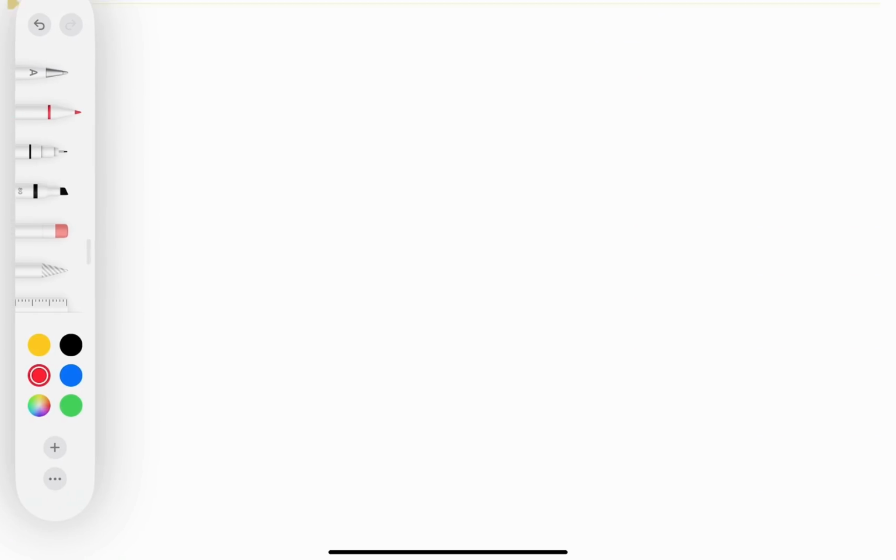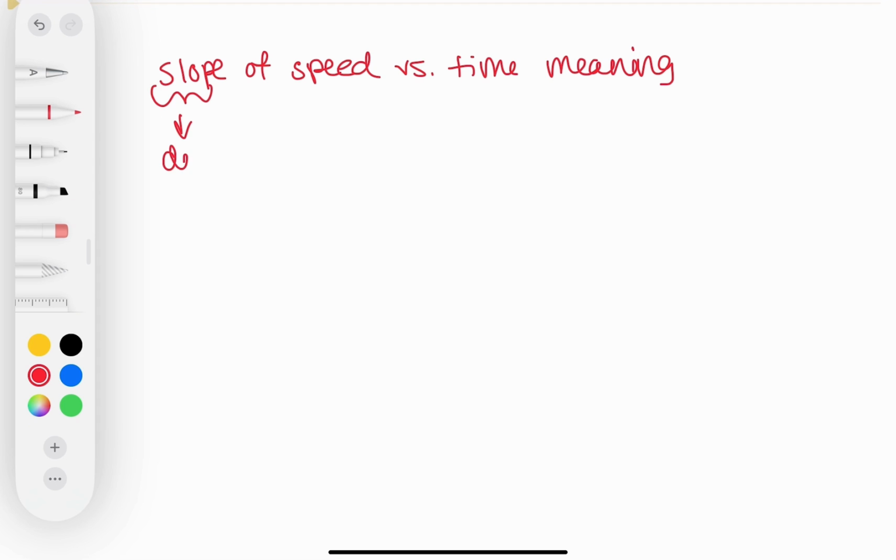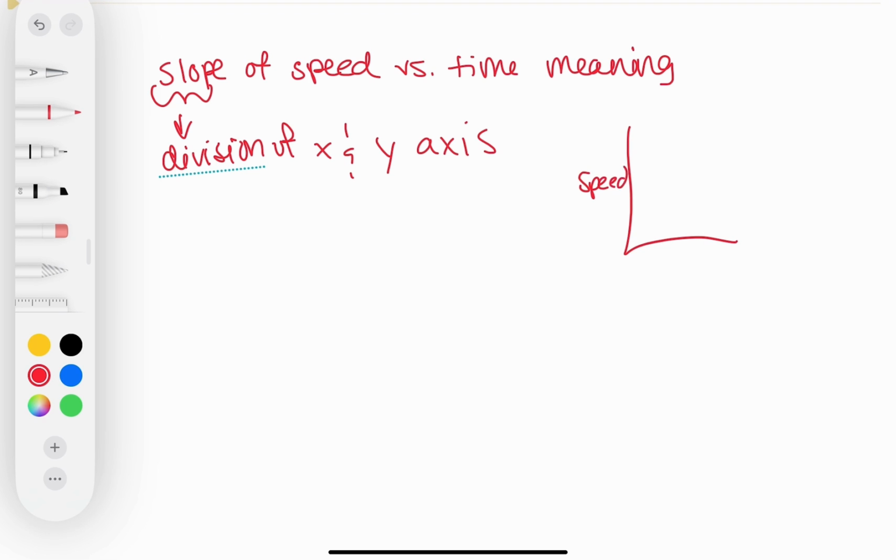So then it asks what's the slope of a speed versus time graph, meaning. So again, this just means division of the x and y axis. So if we had speed versus time, and we know that slope is a change in y over a change in x, so we have a change in v over a change in t. We go to our handy dandy reference table, that represents acceleration, okay?